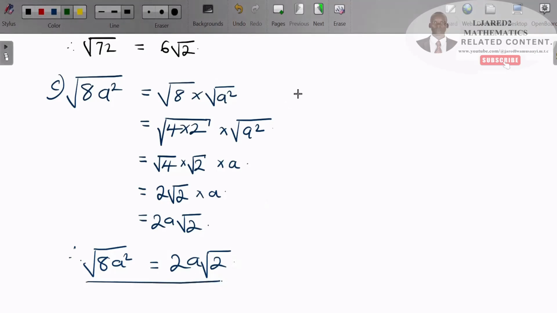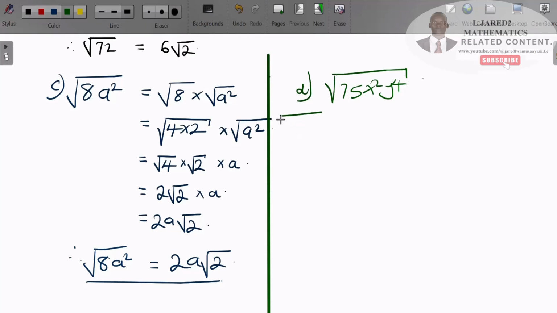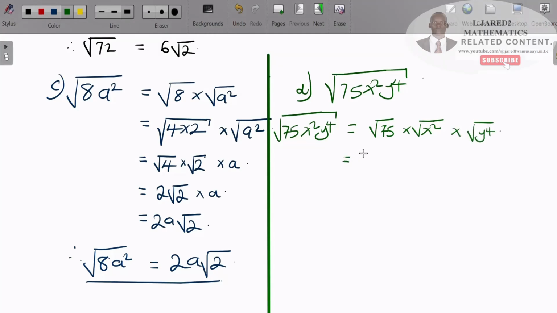Then we can have part D, the square root of 75 x squared y power 4. So the square root of 75 x squared y power 4 is the same as having the square root of 75 multiplied by the square root of x squared multiplied by the square root of y power 4. So we can see that this 75 has some factors, for example 15 and 5, of which none of them is a square number. Therefore, we cannot simplify it further.